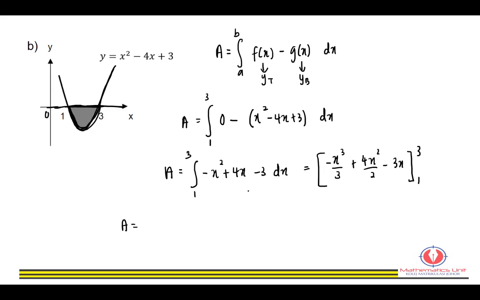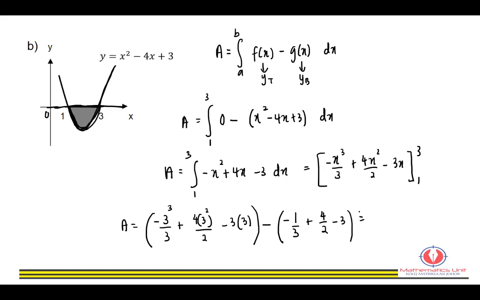Do not forget to substitute 3 and 1 into the function. If you substitute 3, you will get negative 3 cubed over 3 plus 4 times 3 squared over 2 minus 3 times 3. We're done with 3. And then we substitute 1: minus, negative 1 over 3 plus 4 over 2 minus 3. If you calculate, you will get 0 minus negative 4 over 3. So your final answer is 4 over 3 unit squared. Remember that your final answer for area must be a positive value.